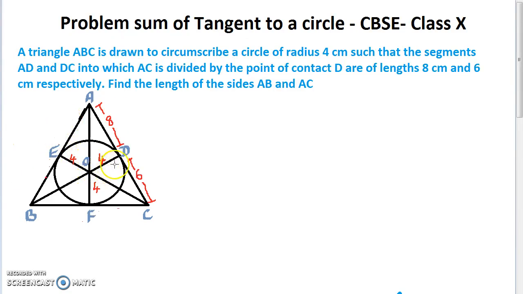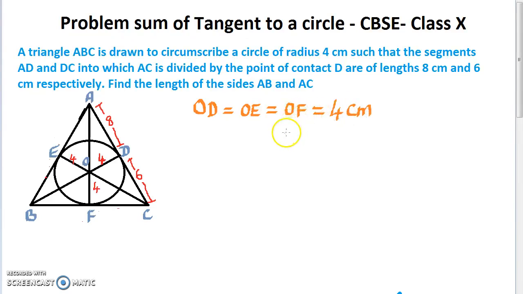The radii of the circle are OD, OE and OF, which are going to be 4 cm. The segments AD and DC are given, marked in. So let's put up this information. So here the radii are going to be OD equals OE equals OF equals 4 cm.